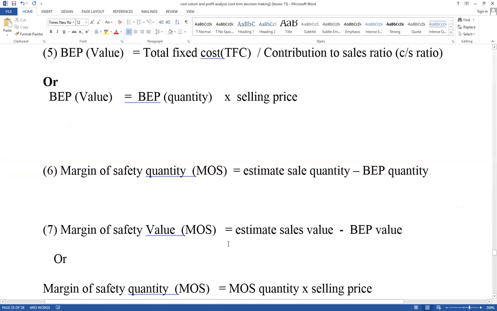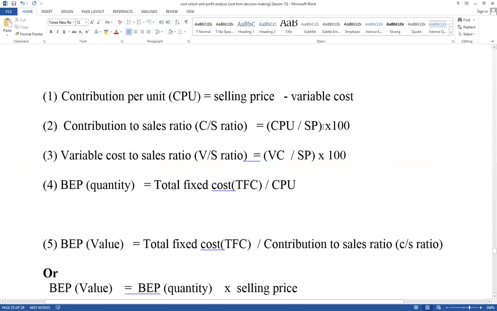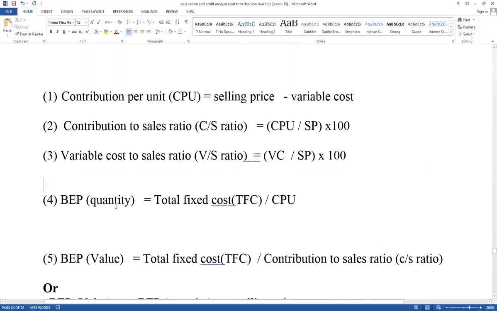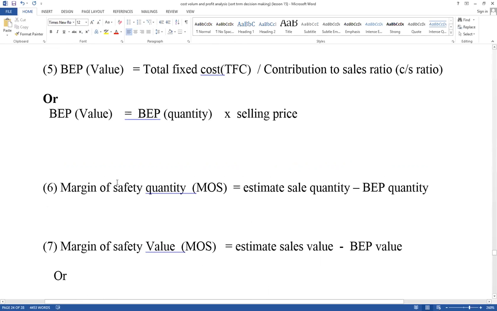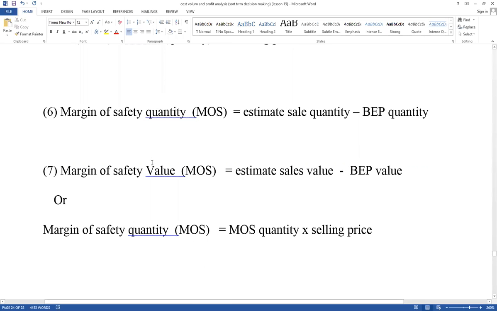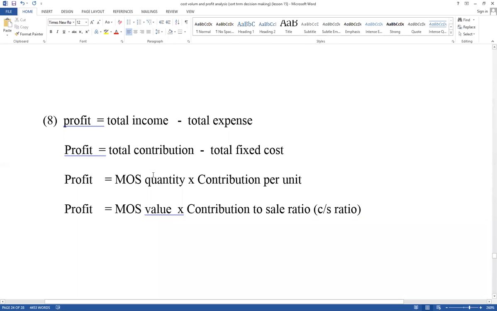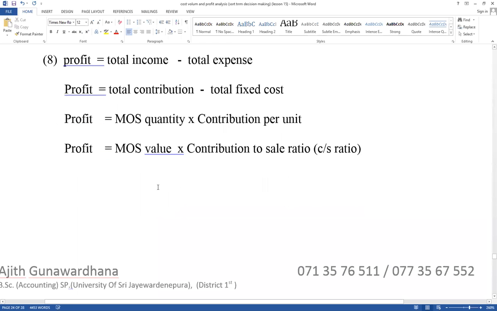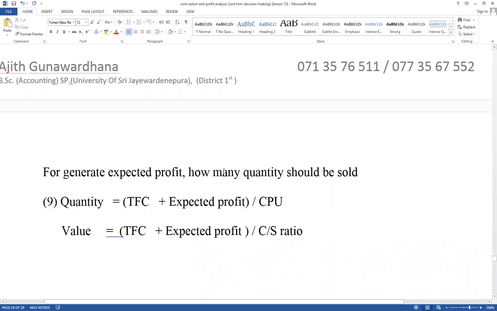Think about how to calculate contribution per unit, CS ratio as well as VS ratio. That part we have discussed already. And break-even point quantity as well as break-even point value, margin of safety quantity and margin of safety value, and profit calculation. And to generate expected profit, if they ask how many quantities should be sold, think about if they ask quantity and if they ask value. Those are the equations normally we have to apply.